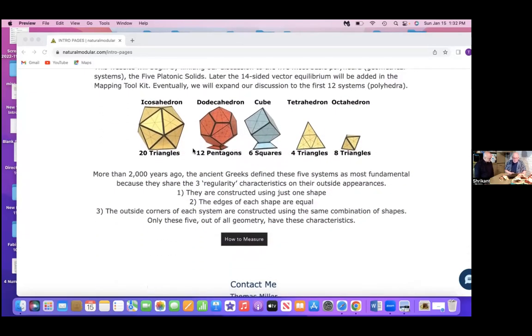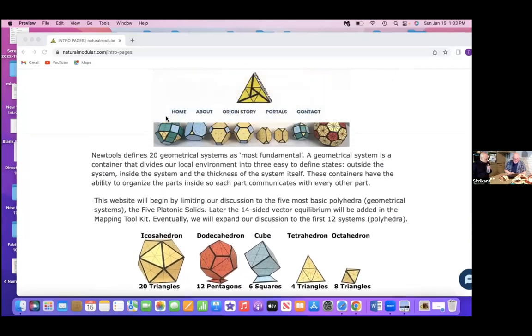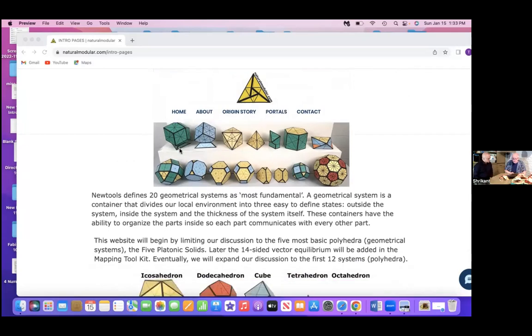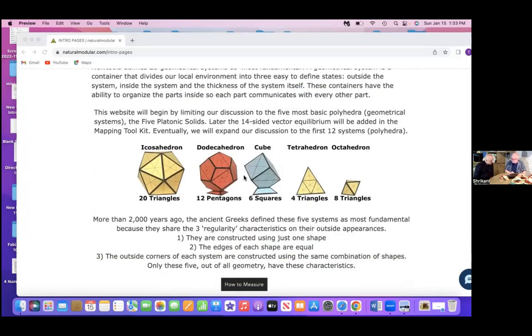So the reason that the Greeks said that these were the most fundamental was because each one of them has the same outside edge. Their outside shapes, their edges are all the same. And then the corners are all made by the same combination of shapes. For example, like the rhombic dodecahedron, there's one corner that has 4 around, but another corner that just has 3 around. So these 5 are the only ones in all of geometry that have this. And they said its outside appearance is what is fundamental.